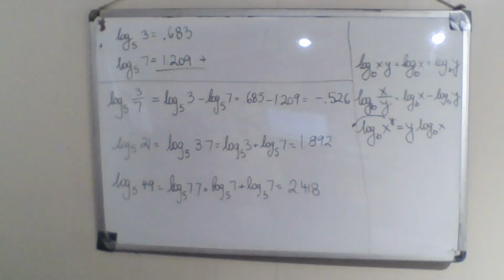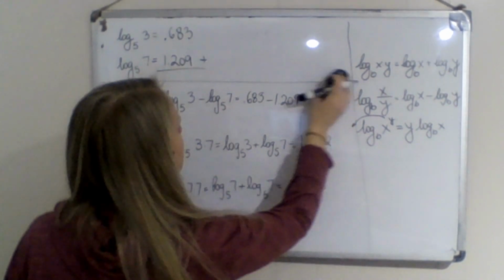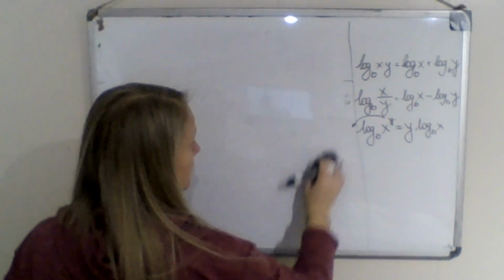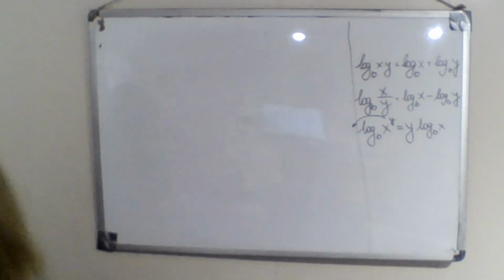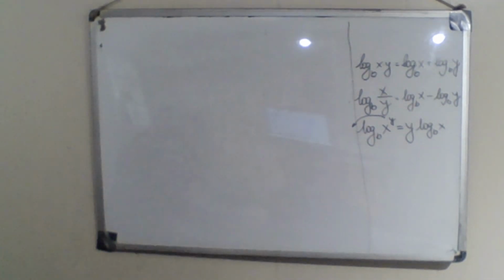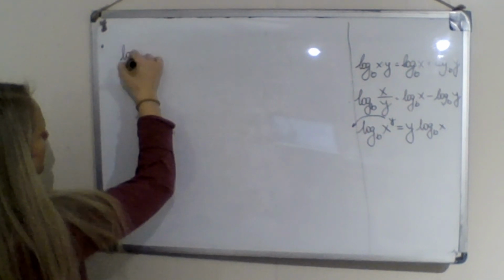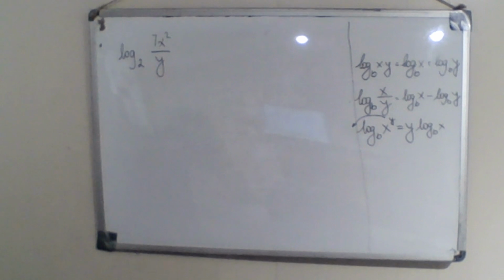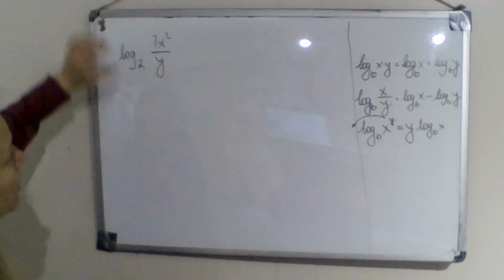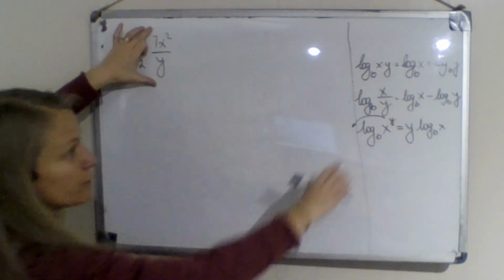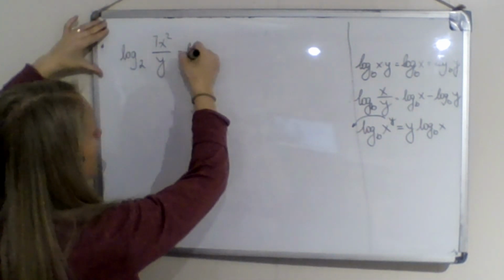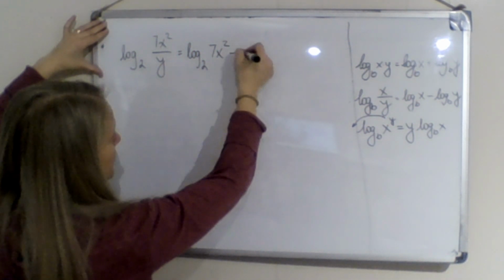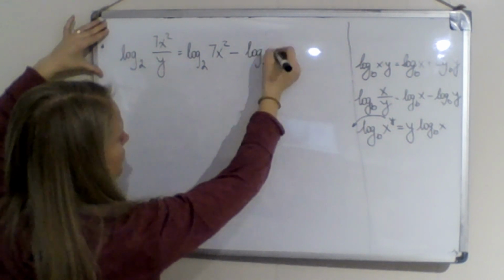Now, as we move on to example 2, we learn how to expand when we don't have values, which is great because we don't have to do the actual math. We just have to expand. We have log base 2 of 7x to the second over y. First of all, we start with the beginning. This is a fraction, so this becomes log base 2 of 7x squared minus log base 2 of y.